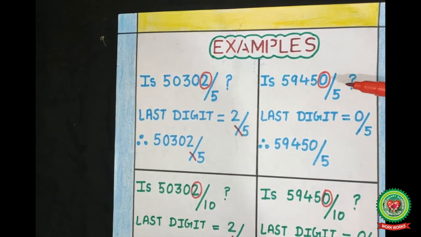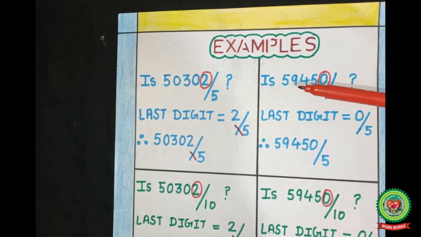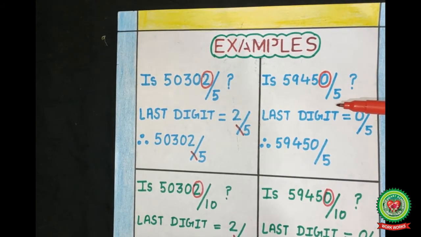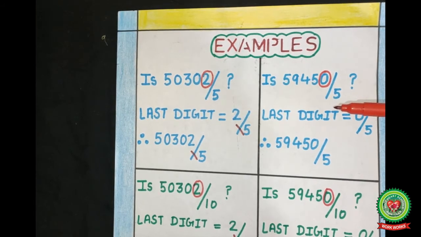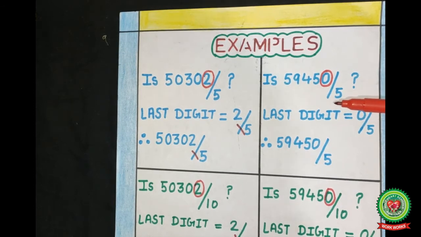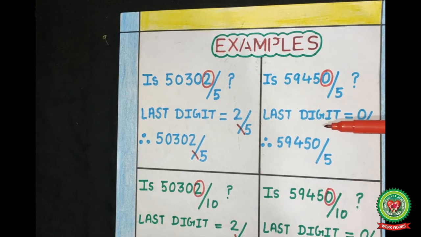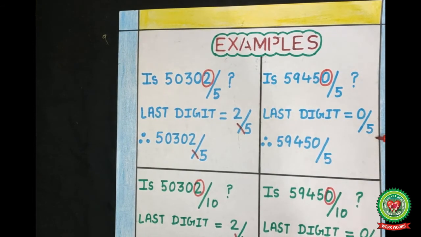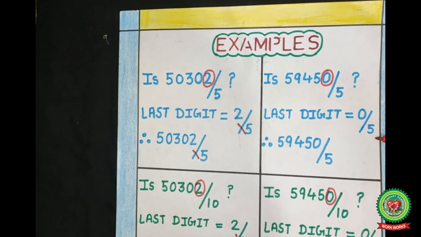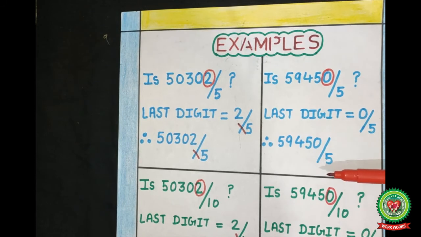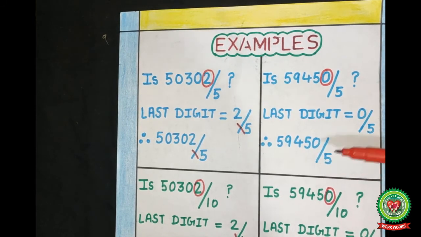Let's understand. Next example is 59,450 divisible by 5. Students, here we have to check this number is divisible by 5 or not. So first, we have to find last digit. Here last digit is 0. 0 is divisible by 5. So therefore, the number 59,450 is divisible by 5.